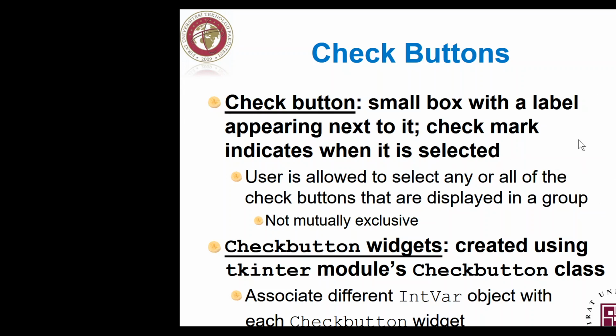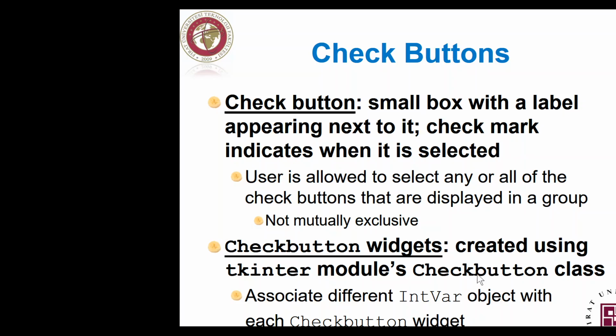So it's like a checklist. You can check or tick whatever is available or suitable to you. Okay, so these are not mutually exclusive. This is important because radio buttons are mutually exclusive. Once you click on one, the rest will be deselected, so you're selecting one. For the check button widgets, you can check all of them or any of them or some of them and so on. So in that case, we can associate IntVar objects to these check buttons with different values.